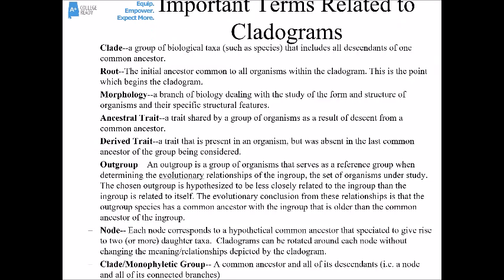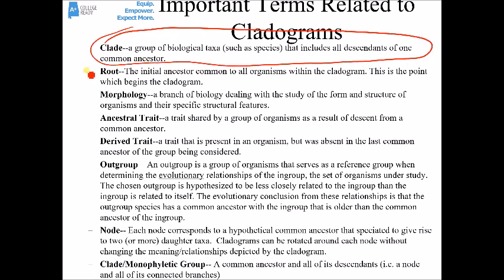So there's several important terms that you need to know related to cladograms. First of all, a clade is a group of biological taxa, maybe like a species, that includes all the descendants from a common ancestor. The root is the initial ancestor common to all the organisms in the cladogram. This is going to be the point which begins the cladogram. Morphology, we said a minute ago, is a branch of biology that deals with the formation, the body structure of an organism.